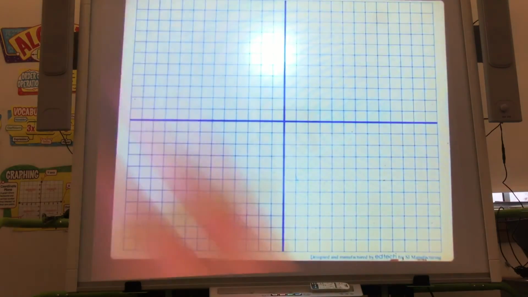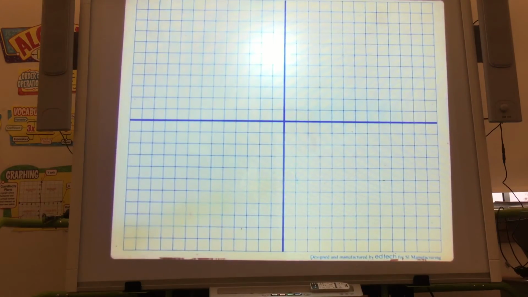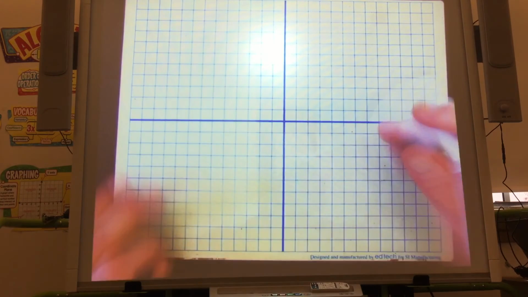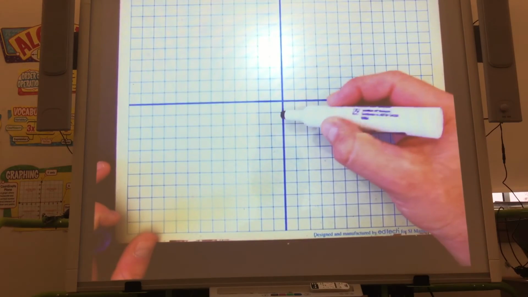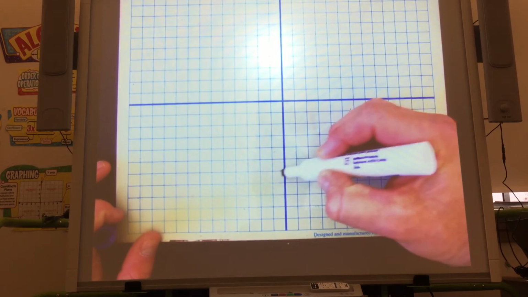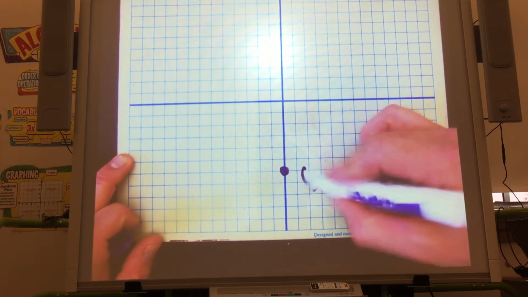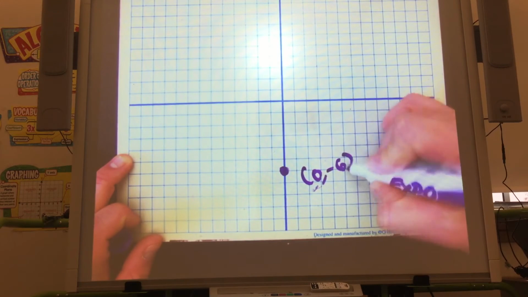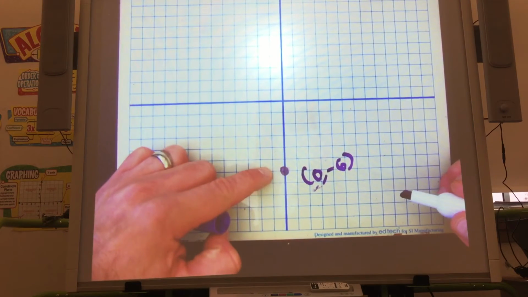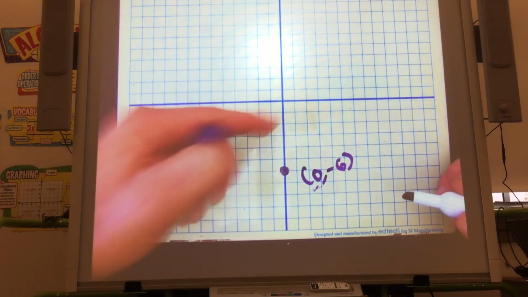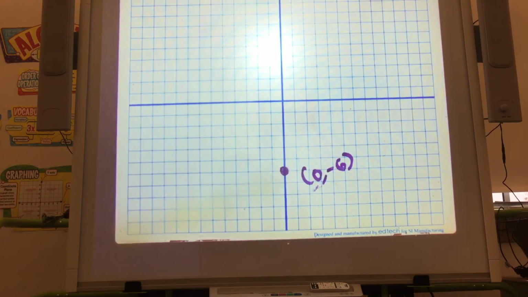So here we go. We're going to plot 0, -6. We're going to begin by plotting 0, -6. Well, that would be 1, 2, 3, 4, 5, 6 right here, because, folks, this is the y-intercept. So it's on the y-axis, and it's on the negative side of the axis there, so 0, -6. Now what we can do is move from the y-intercept to make new points.